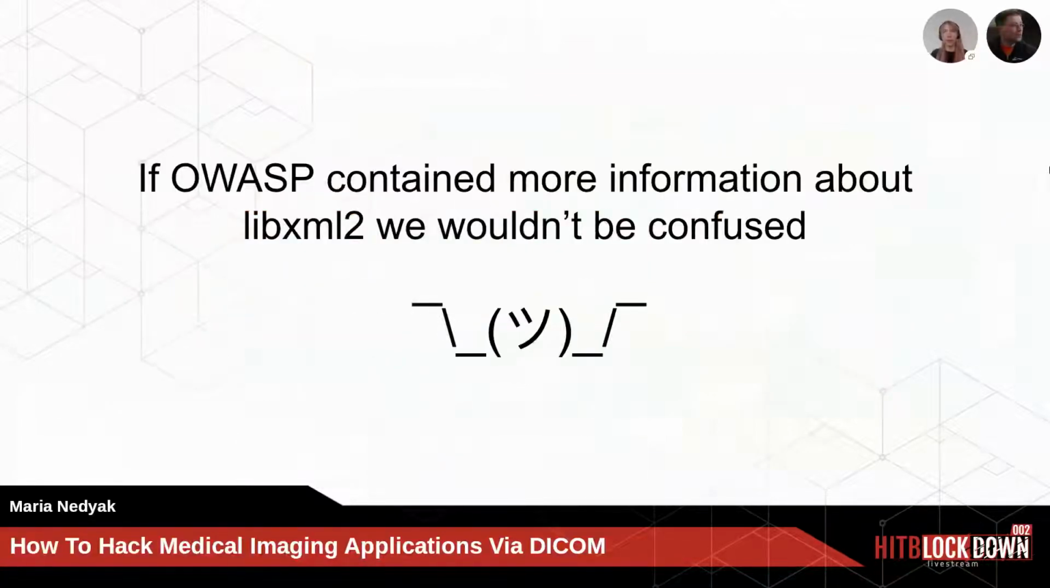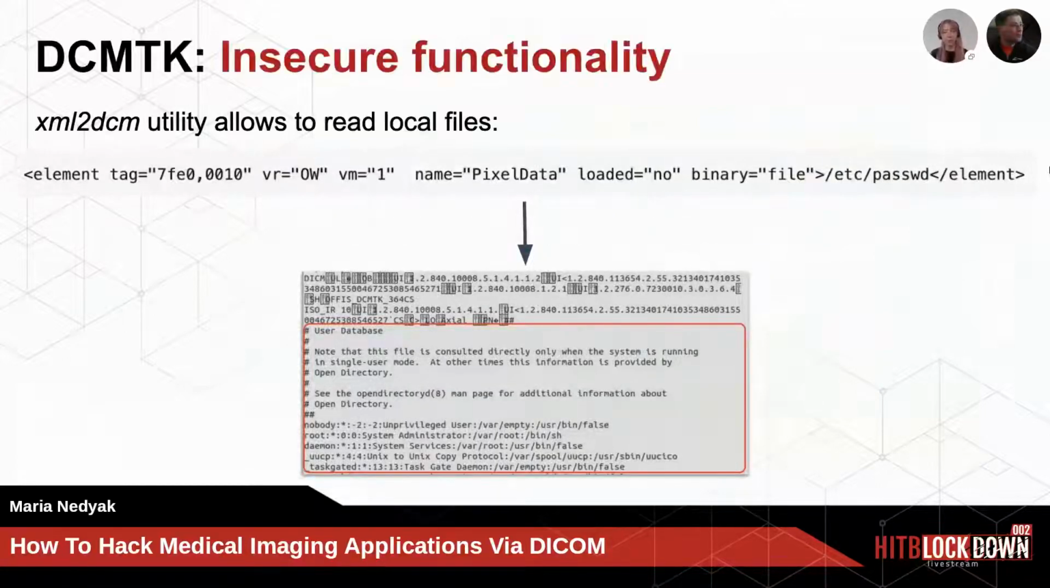And I suppose that OWASP doesn't have full information about XXE prevention when you use the libxml library. If OWASP contained a note about this function, we wouldn't be so confused. Okay, that is all about my little investigation of the libxml source code.